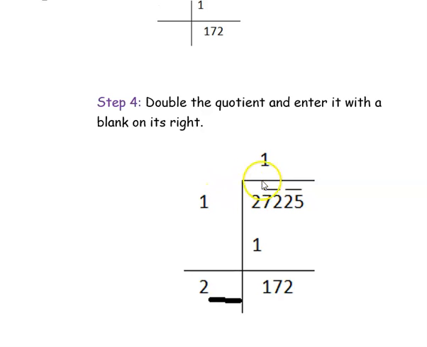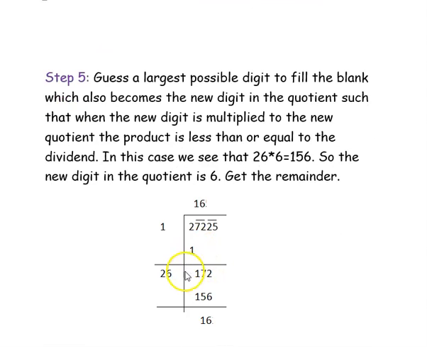In the next step, I am going to double this quotient and write it here. If I double 1, it will become 2, and I have written it with a blank on its right side. Next step, I want to guess a number for that blank such that the new number becomes the new quotient, and the new number multiplied with the new quotient should be less than this new dividend. So I have tried from 1. 21 into 1, that's 21. Then the same way 22 into 2, which will be very much less than 172.